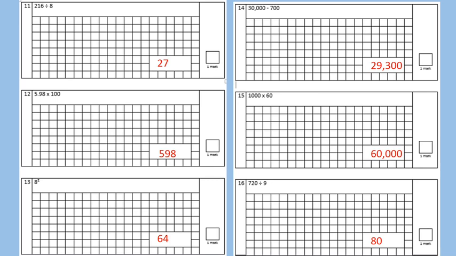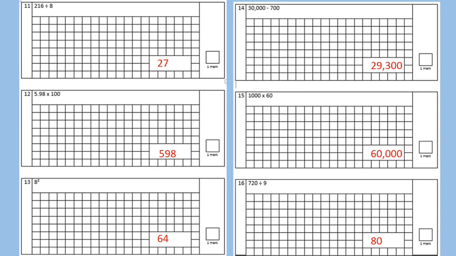Number 16, you have got 720 divided by 9. So for this one, you could have done a division method and written out your 9 times tables, or you could have noticed a relationship between the numbers 72 and 9. So if we just ignore the 0 for a second, I know that if I multiply 9 by 8, I get 72. So if I know that 8 times 9 is 72, that must mean that 80 times 9 is 720, because 720 is 10 times bigger than 72.